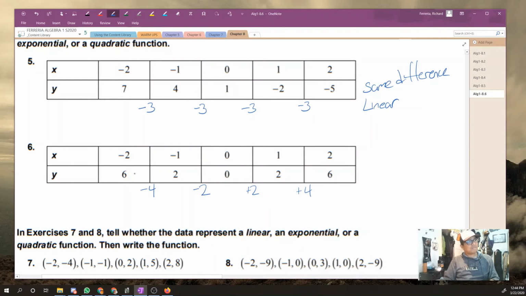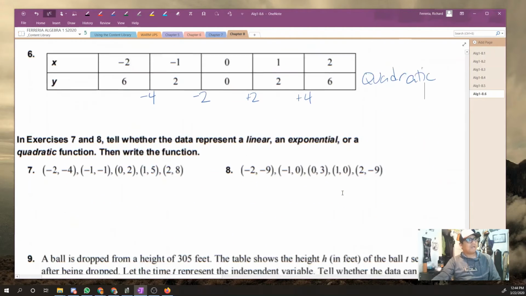I'm looking at this function. It's going down and then going up. Minus, minus, plus, plus. So that tells me that this is a quadratic. There's a change in the direction.